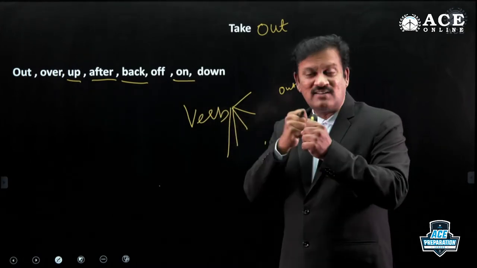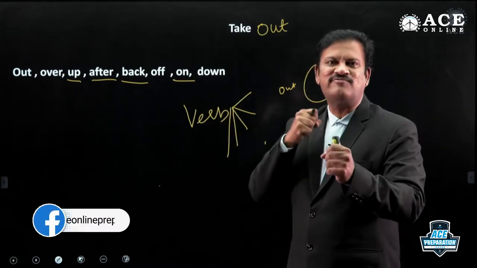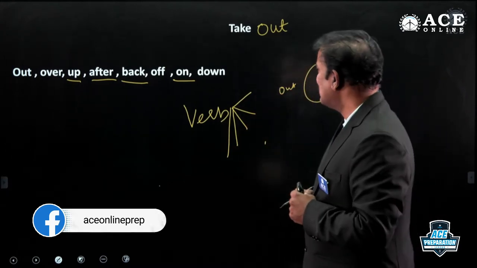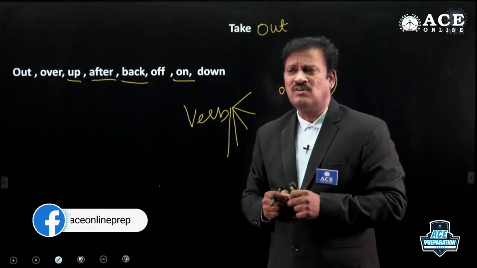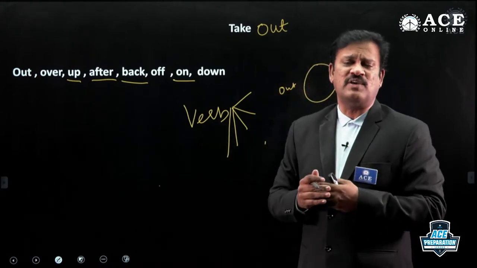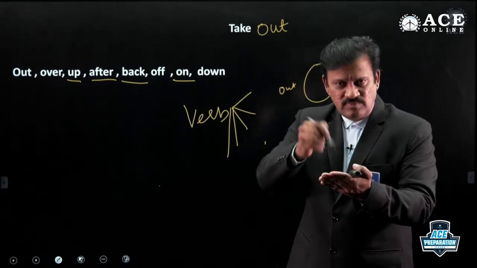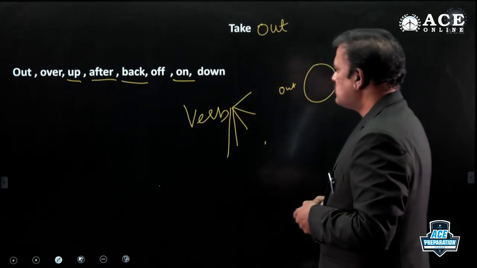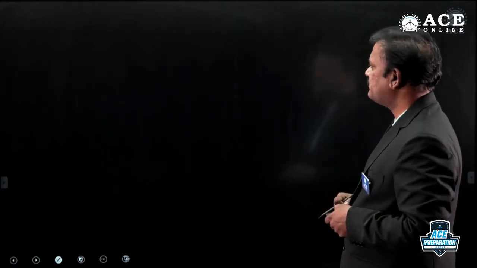Take on. Take on is used for a fight. He took on that opponent. Take down. Different meanings we have. Take down the notes somewhere, down. You're putting it on paper. So this is the way you guys have to understand.